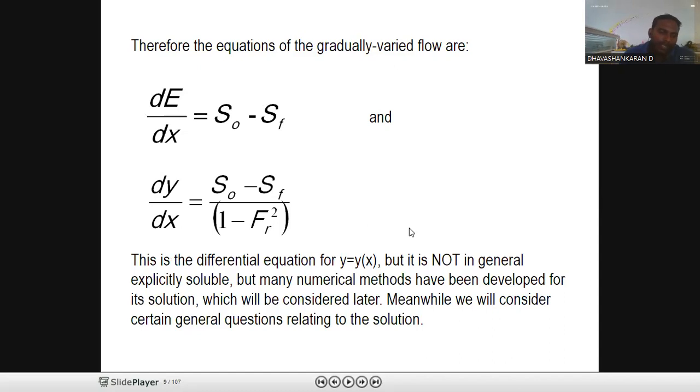Okay, so what is dy by dx? It represents the variation of the water depth along the bottom of the channel. So at the bottom of the channel, the depth will differ from one place to another. Those differences can be found by using the formula dy by dx equal to (S naught minus Sf) divided by (1 minus Fr square). So this formula says how the difference will be obtained between these points.